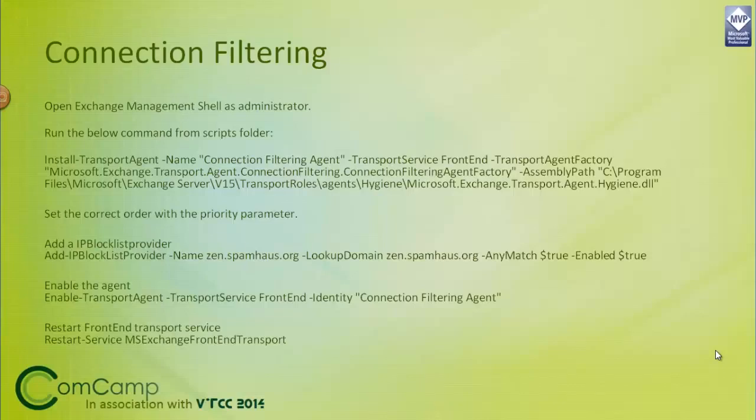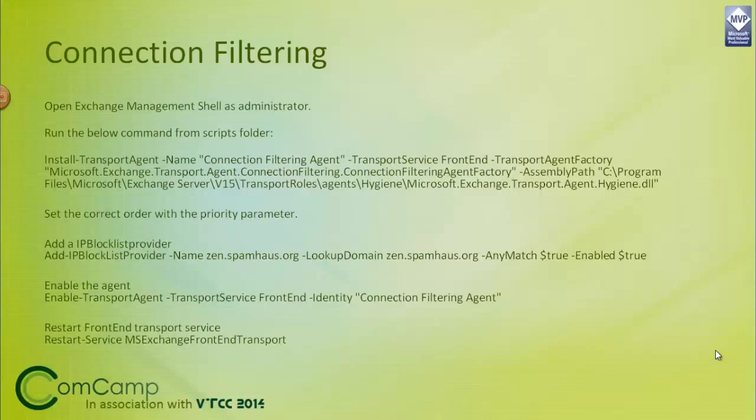The steps are: open Exchange Management Shell as administrator and run the below command. This command is the main command which is going to enable this agent. Then you should know what other agents are running on the client access server. Prioritize this agent as the first agent to receive, because at the first point you want to configure accept or deny for any connection based on the IP address.